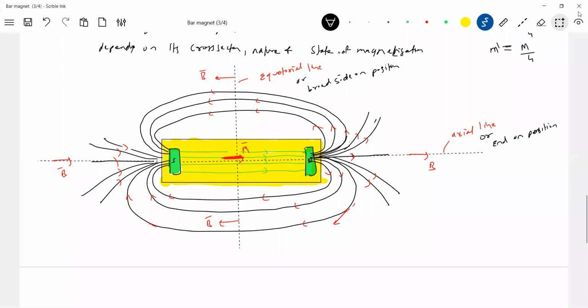So how are the lines of force? They are not like the electric lines of force. Electric lines originate at a positive charge and terminate at a negative charge. But here, they don't have any origination and termination, so they are continuous. Therefore, the integral of B bar dot dS will be 0. This is the Gauss law for magnetism.